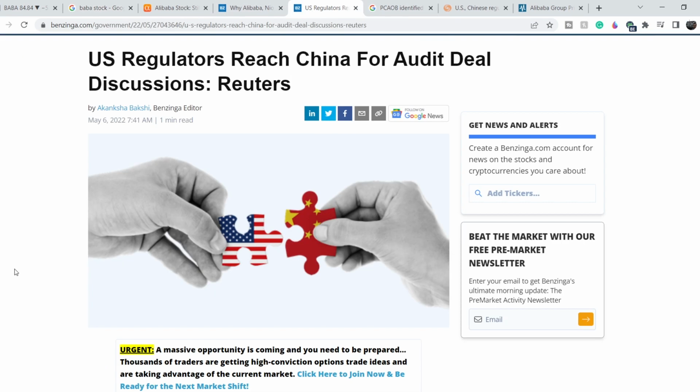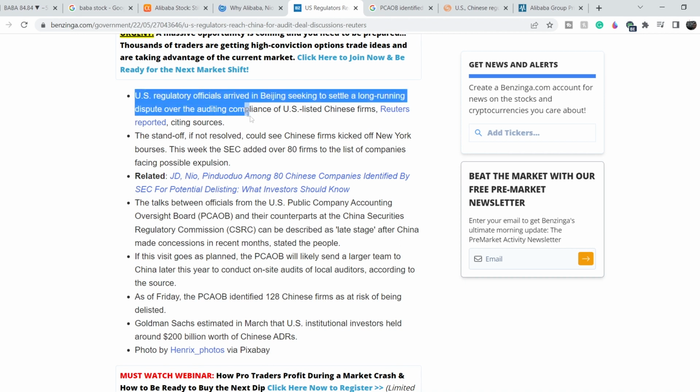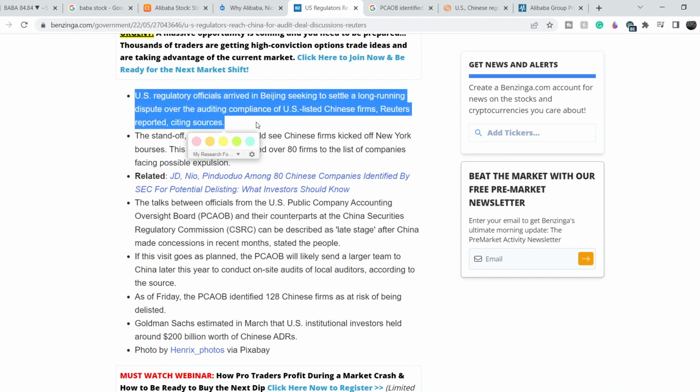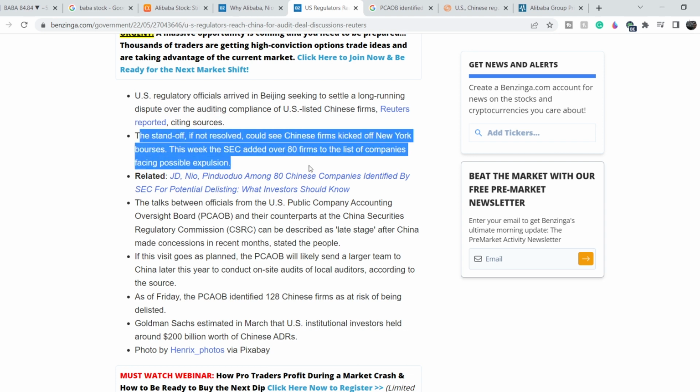On May the 6th, right after I made my previous video, we have this article on Benzinga.com, and it's titled US regulators reach China for audit deal discussions. And let me quote you this. US regulatory officials arrived in Beijing seeking to settle a long-running dispute over the auditing compliance of US-listed Chinese firms, Reuters reported, citing sources. The standoff, if not resolved, could see Chinese firms kicked off New York bourses.